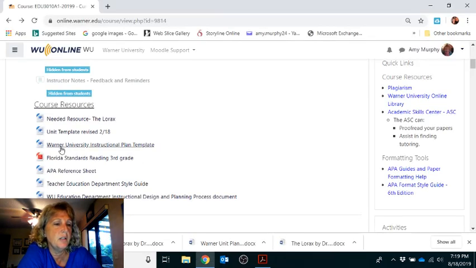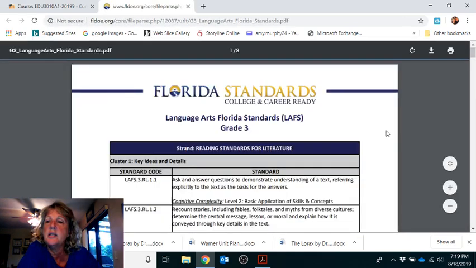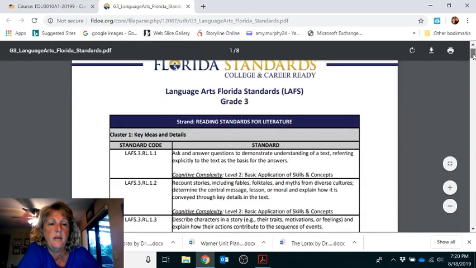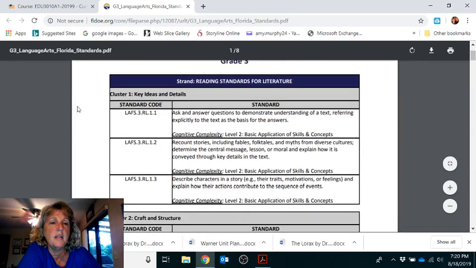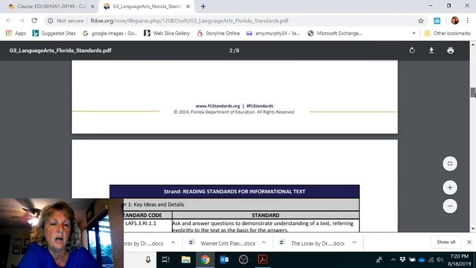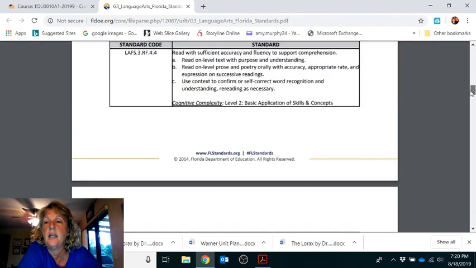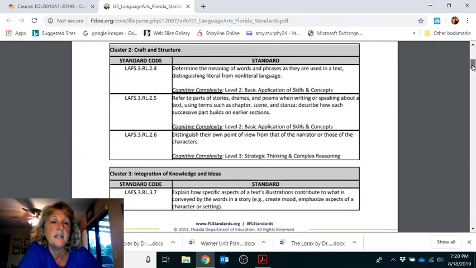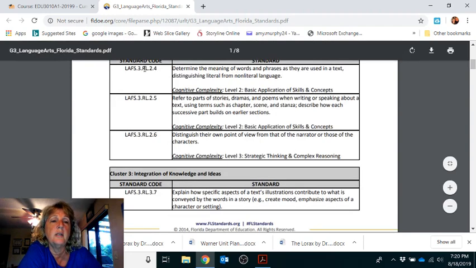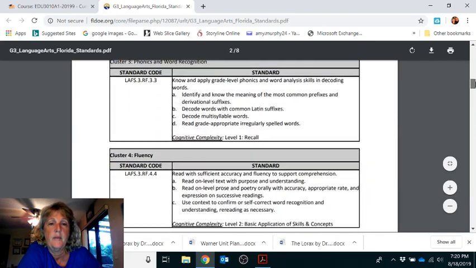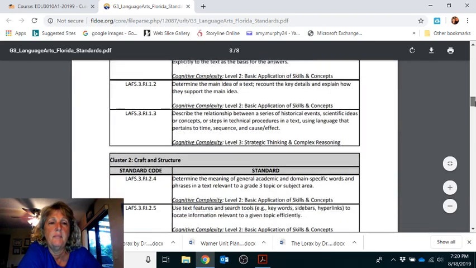The next thing we need to look at is the Florida standards. I posted the standards for 3rd grade. Notice that there are RL standards and there are RI standards. RL stands for reading literature. RI stands for reading information. Lorax is a fiction book, so you will need to select RL standards.